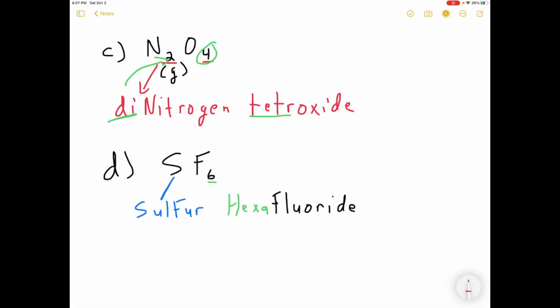Okay, so hopefully you've had a chance to try this one out. Again, using all the rules, we have sulfur, and it only has 1 atom and it's the first element, so we're not going to put mono. Sulfur hexafluoride, and the hexa refers to the fact that the fluorine has 6.